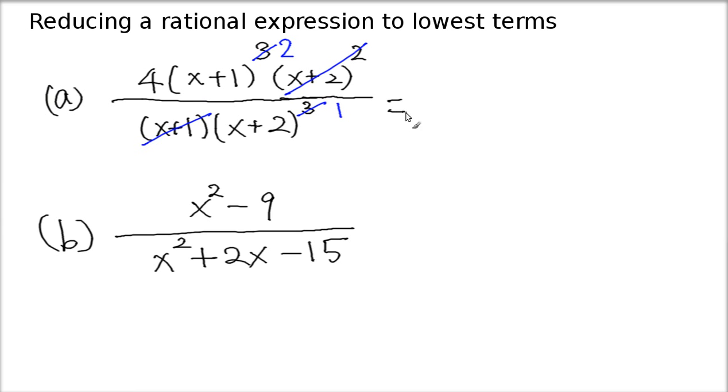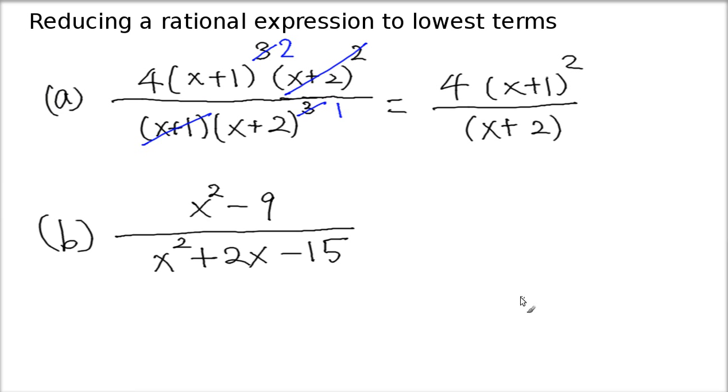So this rational expression is reduced to 4 times x plus 1 squared. This thing is gone. This is gone. So in the denominator, we have x plus 2 to the first. That's only 1 factor of x plus 2. Okay, so that's the answer.